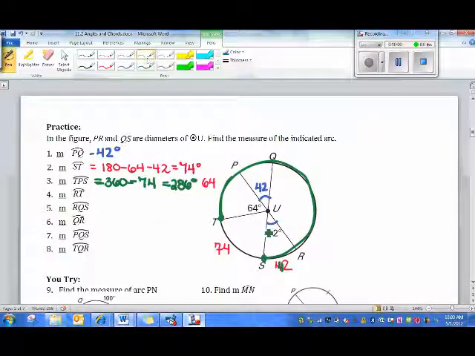Why don't you try to find the answers to 4 through 10 and pause the video, and then when you've got the answers, check your work.